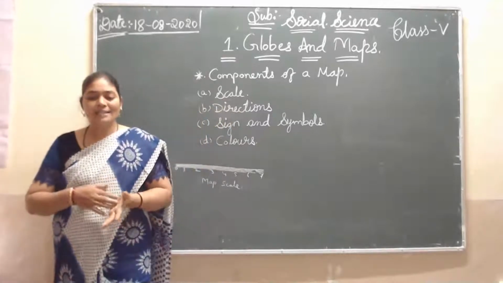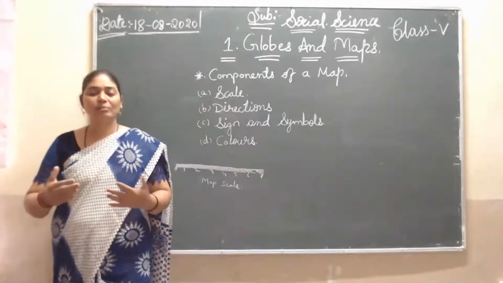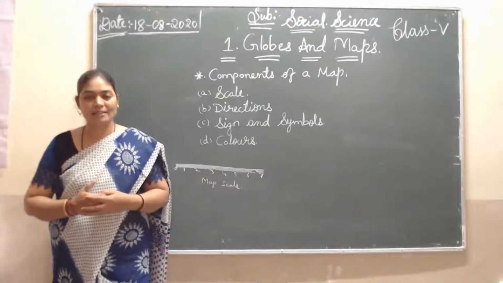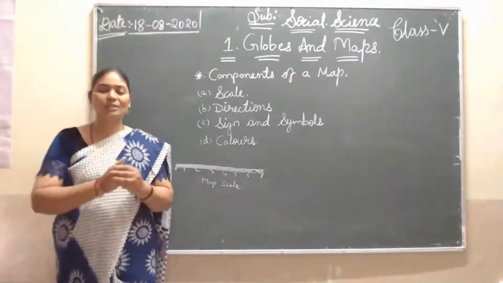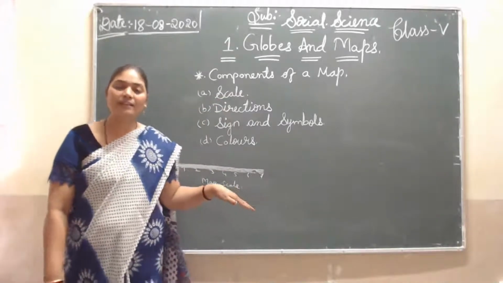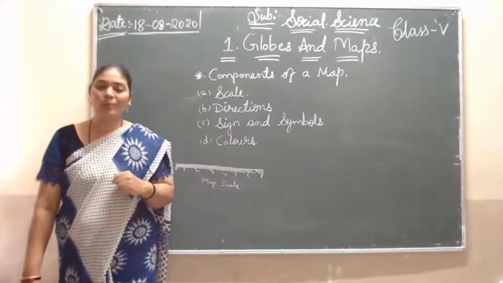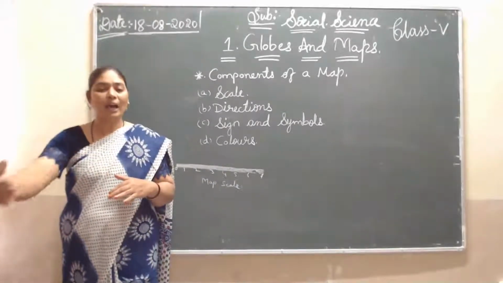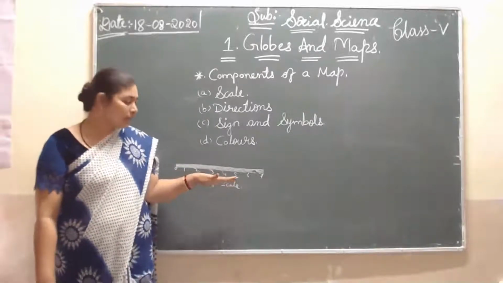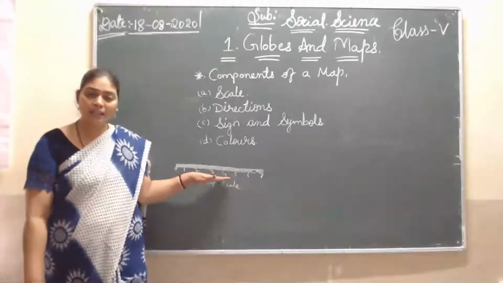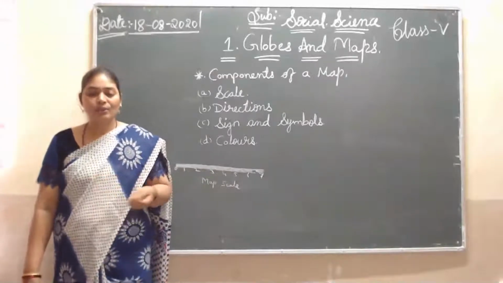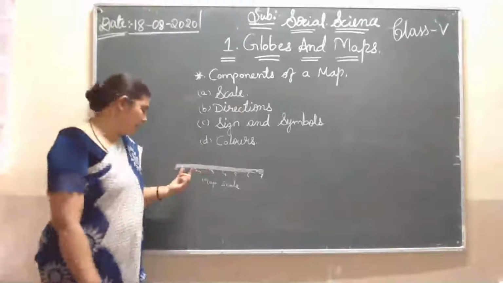The scale shows the distance of maybe a country, state or continent, whichever map we are seeing. For example, in our India map we are seeing the states. Our Karnataka state, how large it is or how far from the other state. If we want to see that, we have to take the help of the scale. In a map they show the scale, meaning 1 centimeter means 1 kilometer.